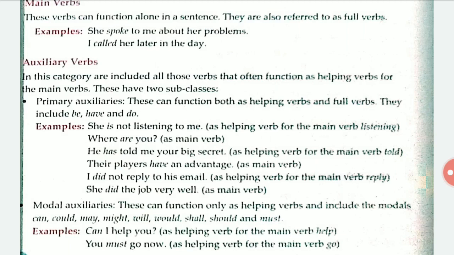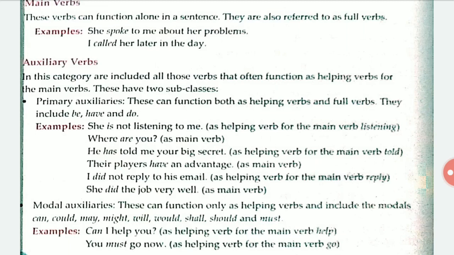So primary auxiliary verbs can be used as a helping verb or they can also be used as a full verb, or you can say main verb. And they are be, have and do. In the first example, listening is used with is, and here is is acting as a helping verb for the main verb listening. Next: where are you. Here are is a verb form of be and it acts as a full verb, or you can say main verb.